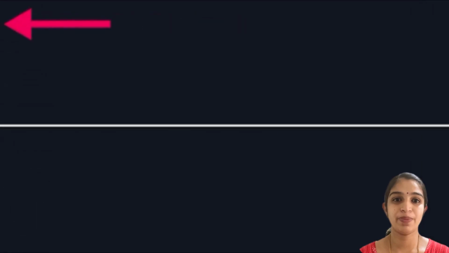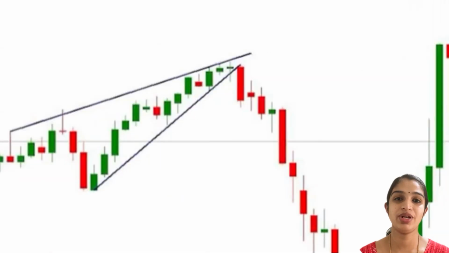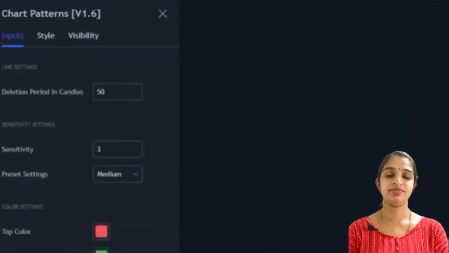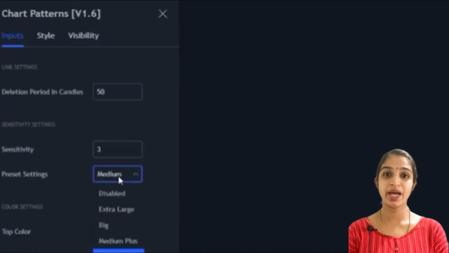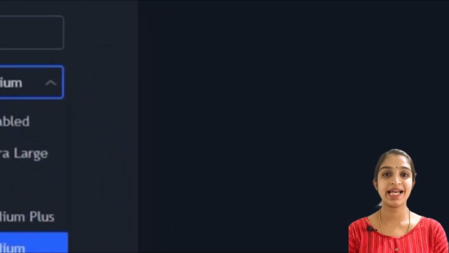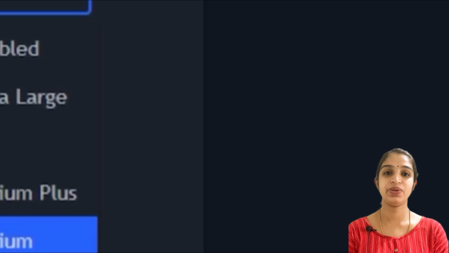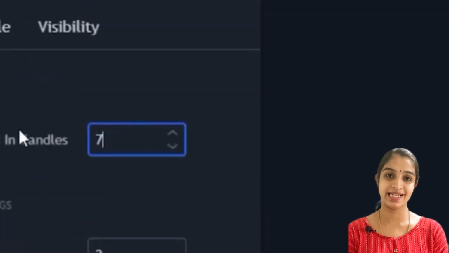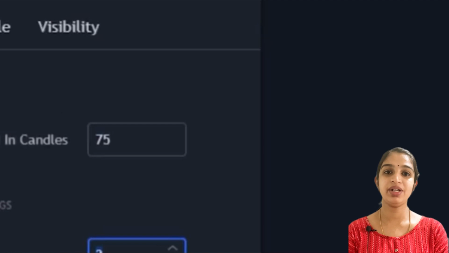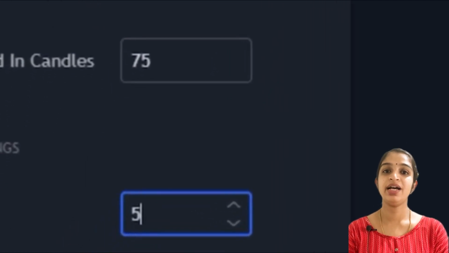Add it to your chart and select whatever preset you want. The larger the preset size, the more the indicator will go back in time and the larger the actual pattern. You can also manually change the sensitivity or deletion period of candles if you want to be a little more exact with your patterns and not use a preset. Once you play around and find a preset you like, the indicator will automatically draw all the patterns for you whenever one is created on your chart.